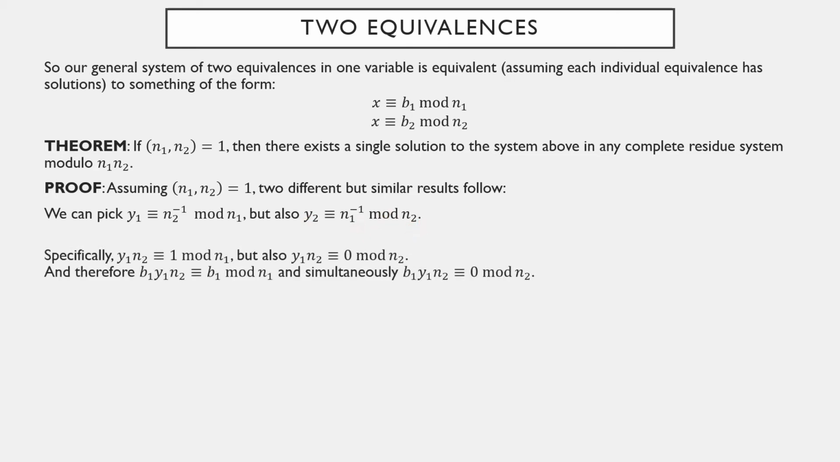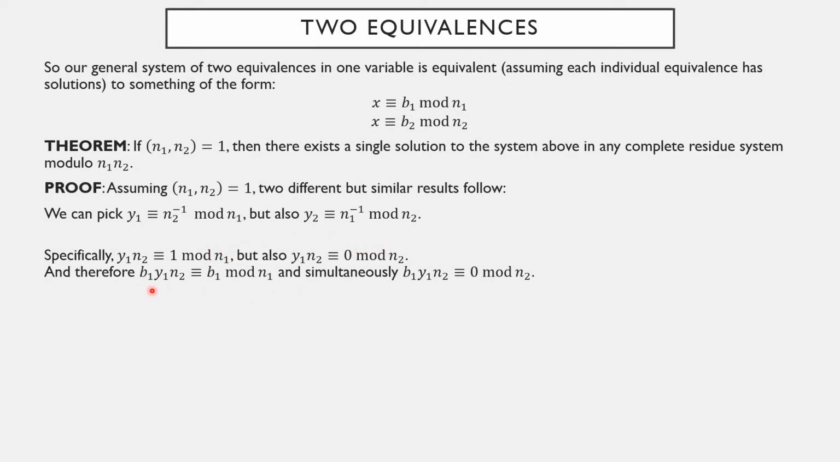Now let's look at y1 times n2. If I'm working modulo n1, y1 was exactly the inverse of n2, mod n1. So modulo n1, the product of these two things is equivalent to 1. However, if I take the same number, y1 times n2, but I don't look modulo n1, I look modulo n2, this is a multiple of n2, which means it's equivalent to 0. So this is a number that is equivalent to 1 mod n1 and 0 mod n2.